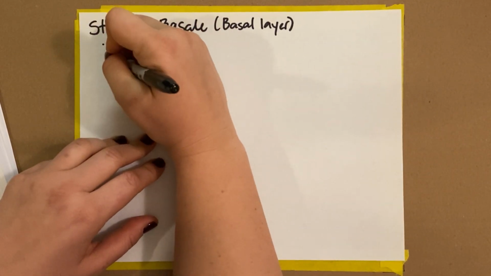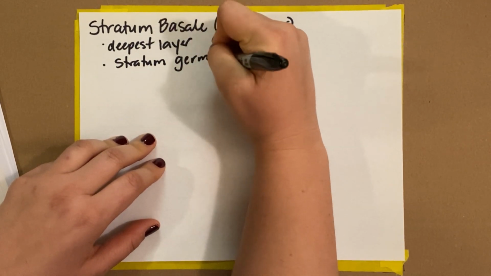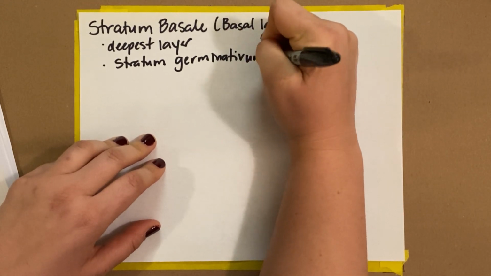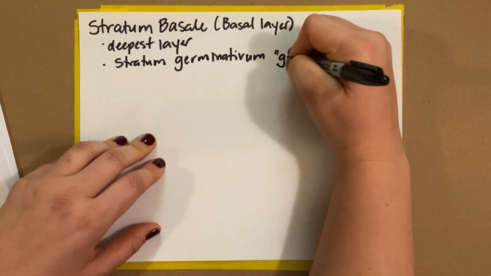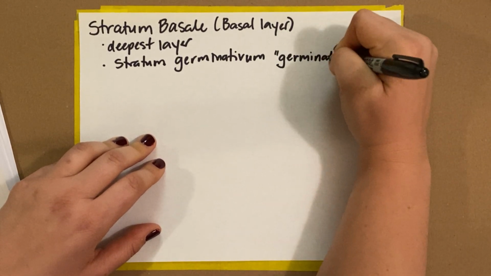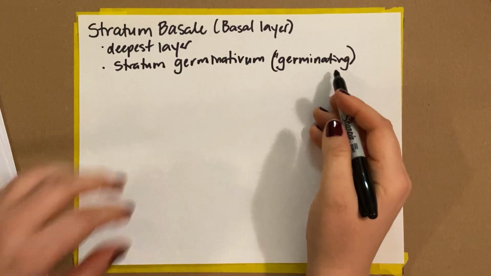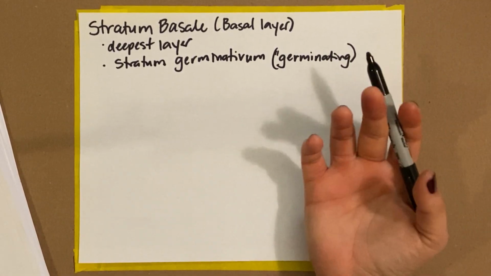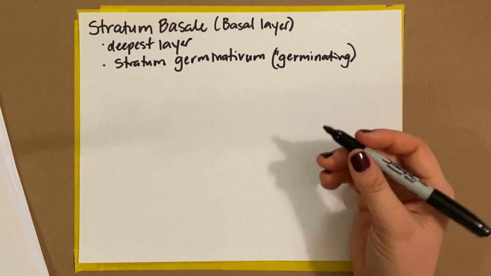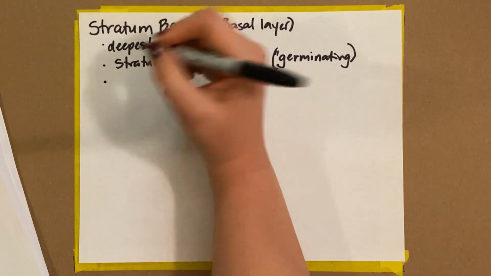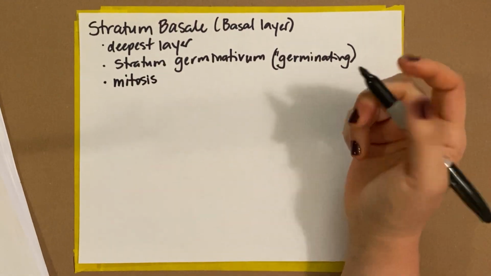It is sometimes called the stratum germinativum, which basically just means germinating. If you know anything about the word germinating, you can think of it like a germinating seed. This is where new cells are being produced. We have lots of mitosis going on, and more cells are being produced.